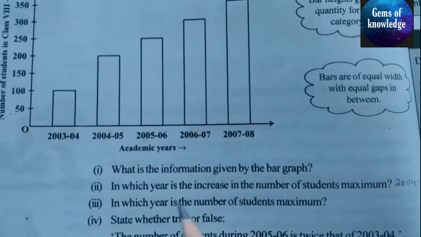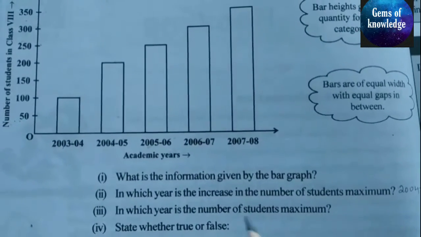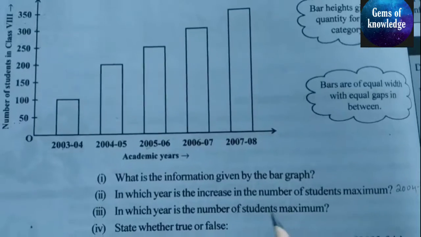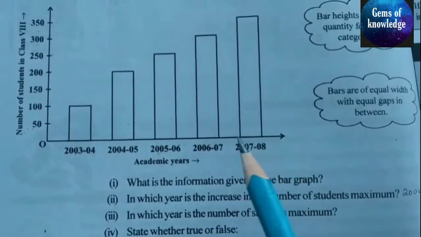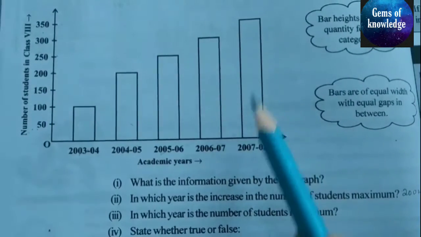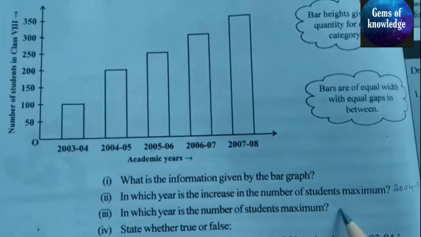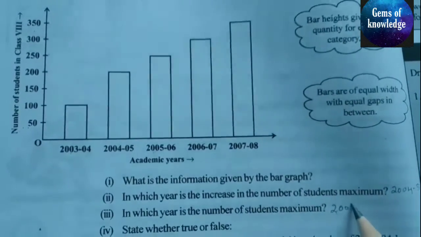Okay, next, in which year is the number of students maximum? So in which year can we see the maximum number of students? That is nothing but 2007 and 2008.